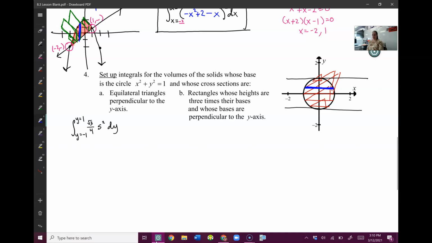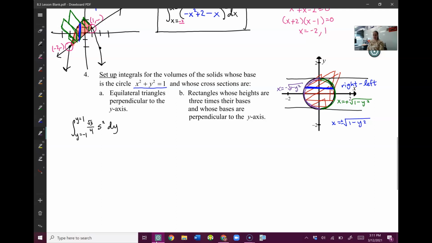So, since this one's side to side, this is going to be a right minus a left. So essentially what we need to do is solve this equation for x. If I solve that equation for x, I would get plus or minus the square root of 1 minus y squared. So this half of the circle is the positive square root of 1 minus y squared, and this half of the circle is the negative square root of 1 minus y squared.